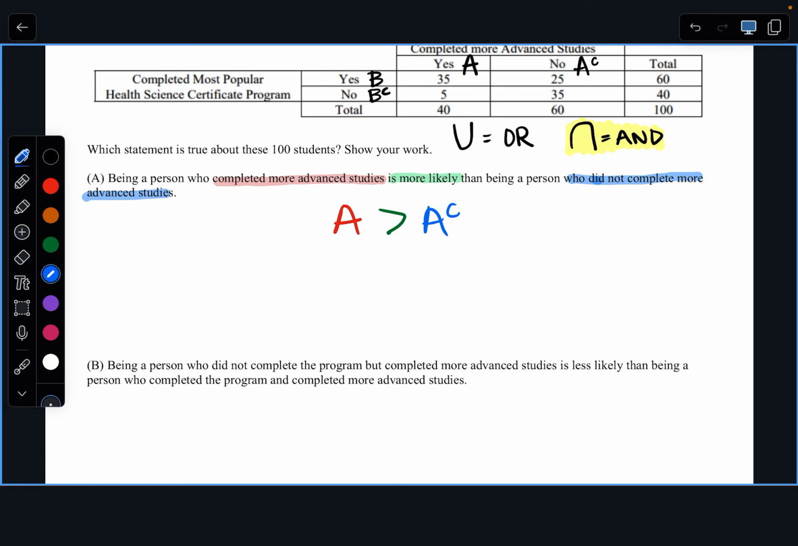So what they could do instead of giving you the words, they may say, is the following statement true? And they will just give you this symbol. Now they would go in and have to identify A is this and B is this, but we've seen it before where they've given you just the symbol notation and they've asked you to verify it's true or false or compare it to other things. In this case, the number of people who completed more advanced studies is 40. And the number of people who did not is 60. So this is a false statement.